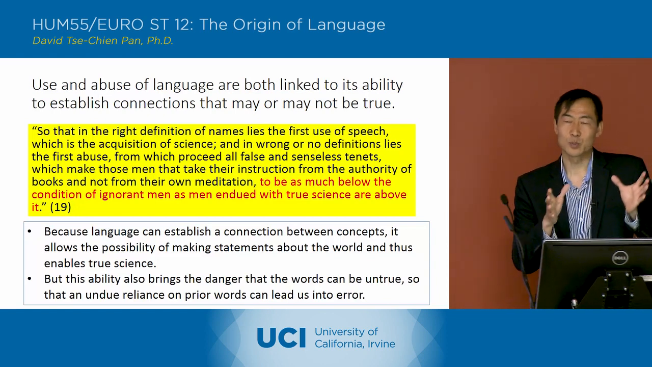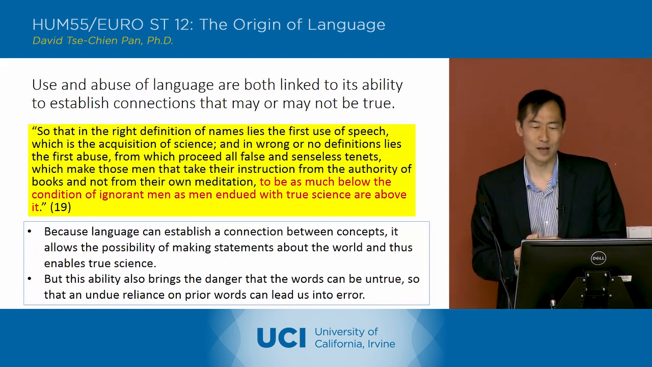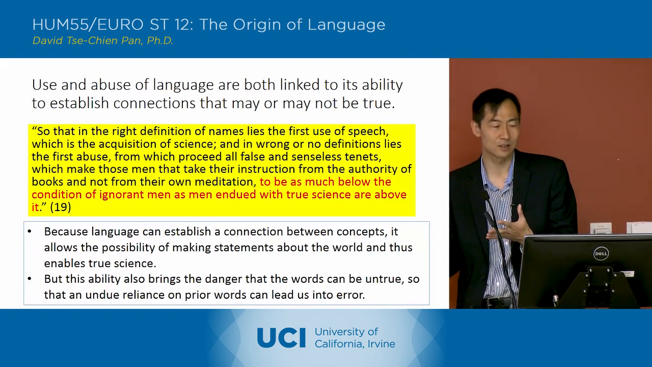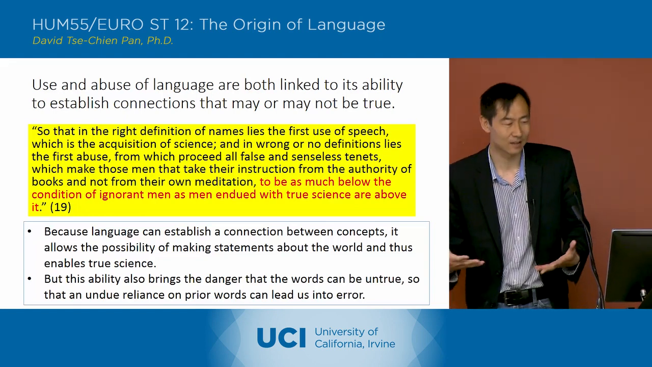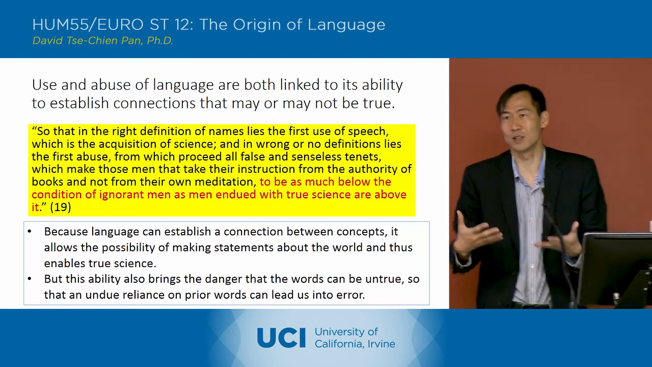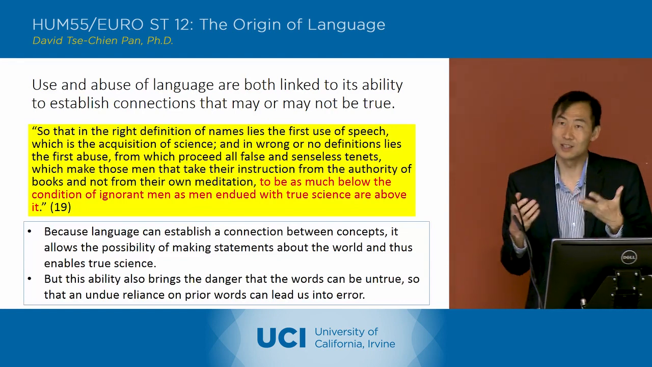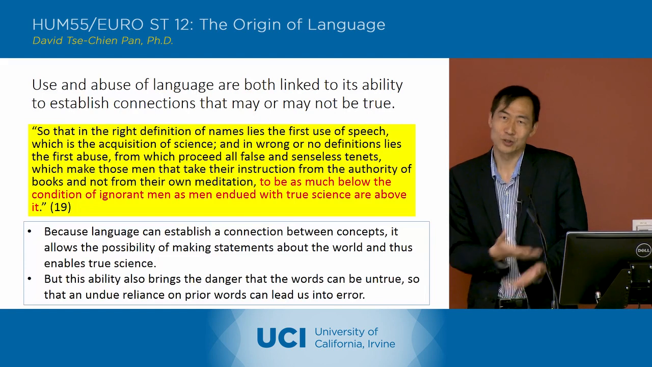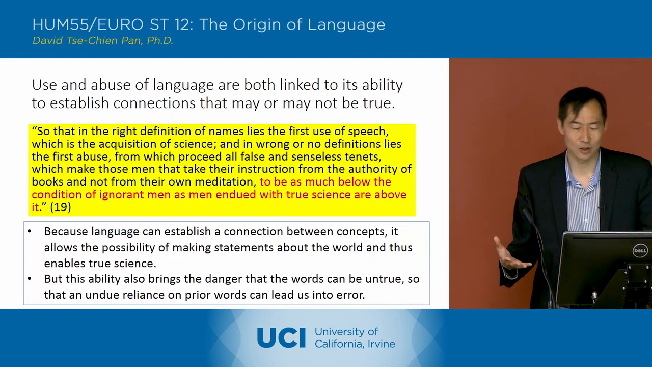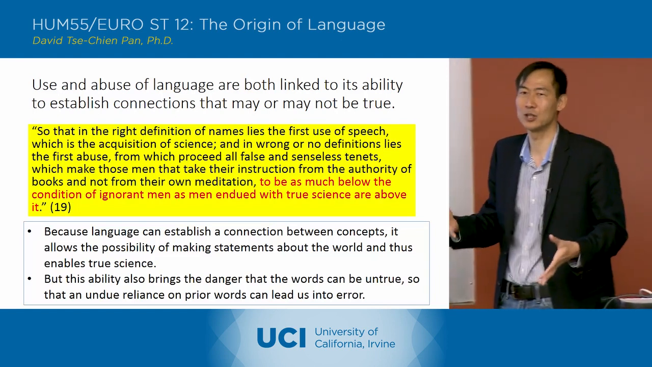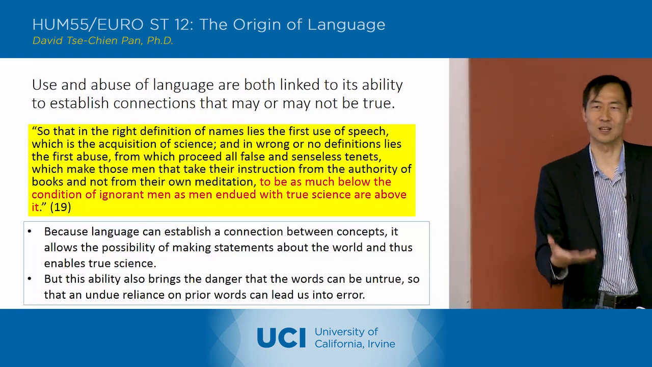Conclusion here, there's both a use and abuse of language, and they're both connected to the ability of language to establish connections, right? Because they can establish connections, you need them to be able to say anything true or false about anything. And so they're really the prerequisite for any kind of rationality or any kind of science, right? But this ability of language to do that also provides the ability of getting things wrong, of getting things that are false, right? And so if we rely on words too much and assume that they're always true, then obviously we're going to get into trouble because they can also be false, right?